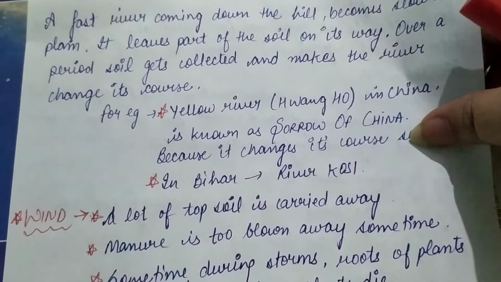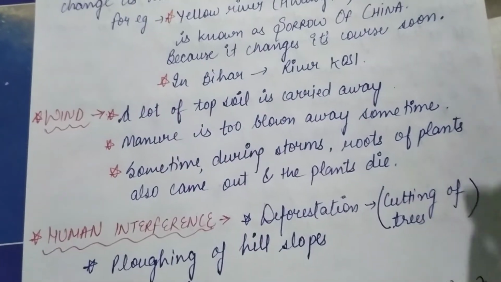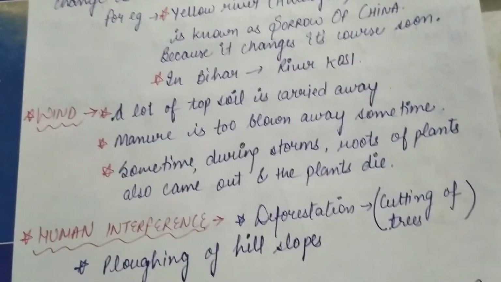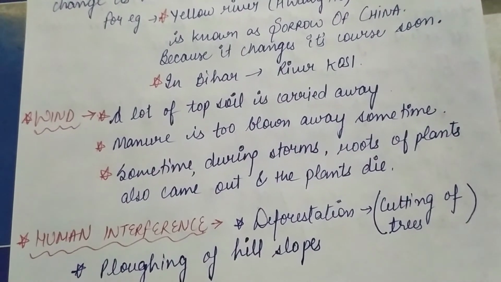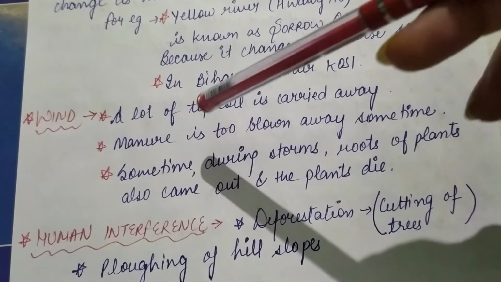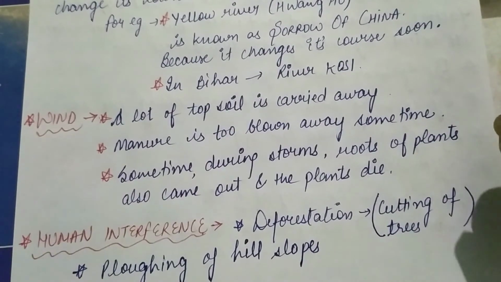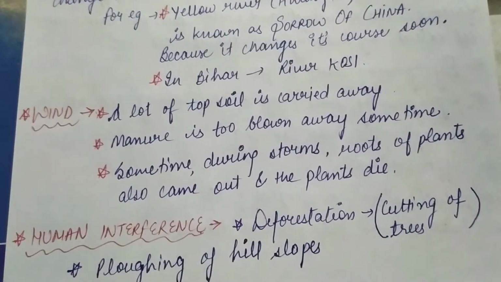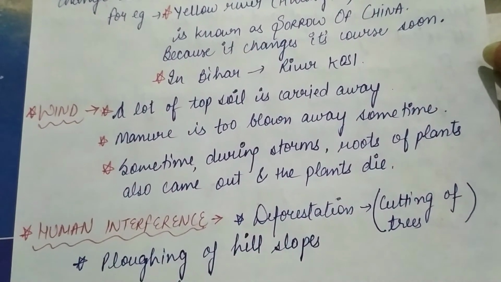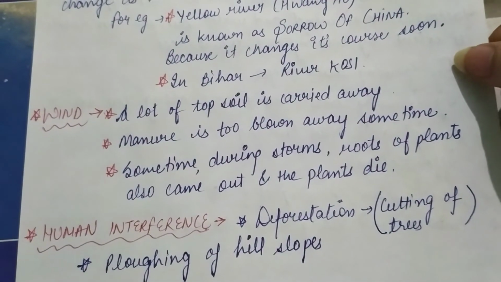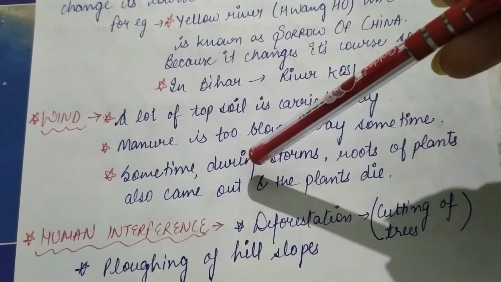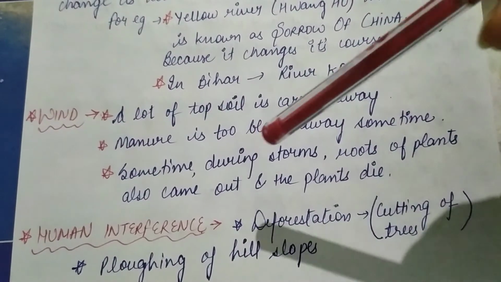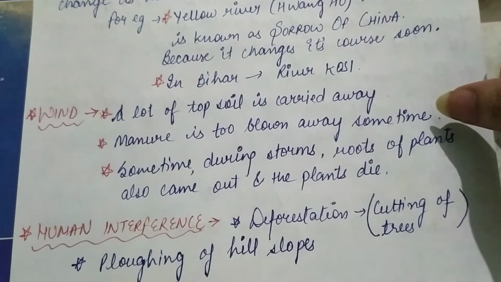The next factor which causes soil erosion is wind. We all know that wind takes away the upper layer of soil with it. Sometimes manure is also blown away with it, which again affects the fertilizing power of that particular soil. Sometimes if the wind is too fast, or we can say if a storm is there, then roots of the plants also come out and the plants die.